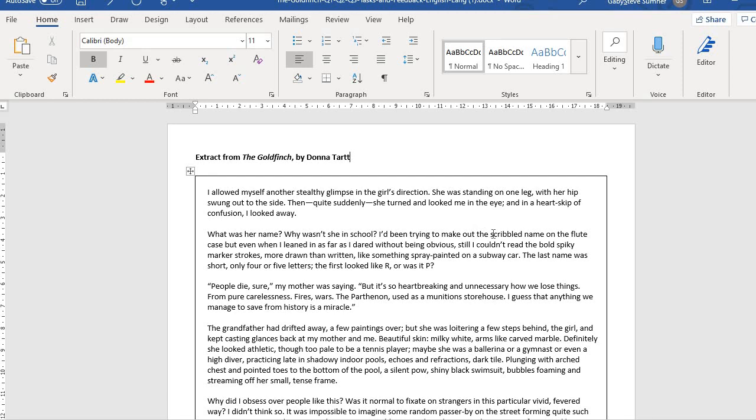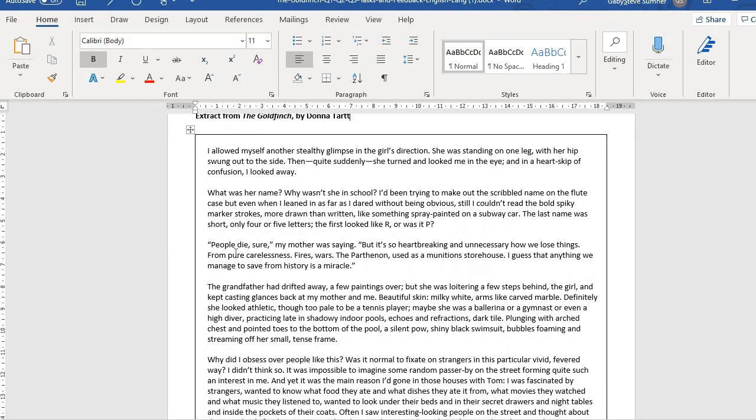This sort of zooming in, isn't it, on the scribbled name on the flute case. So we go from the girl to then looking at her flute case. It's very specific. And then we change focus again back to the mother. And again, these things that are very important that the mother's saying. And again, those aren't really for the child's benefit, aren't they? They're the mother expressing her own opinion. So the focus changes to the mother's voice.